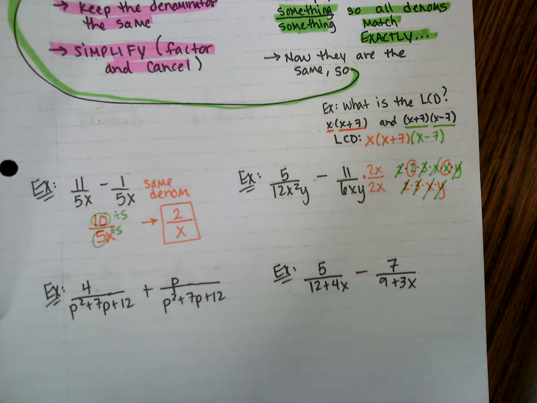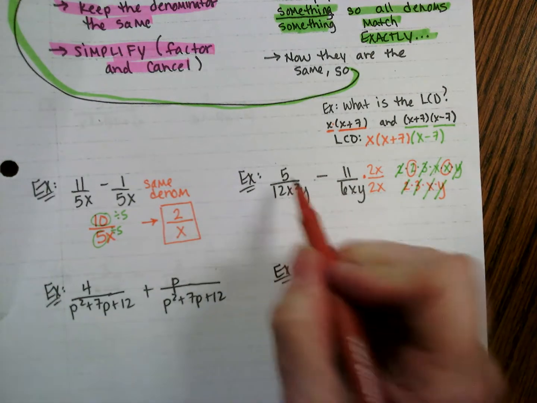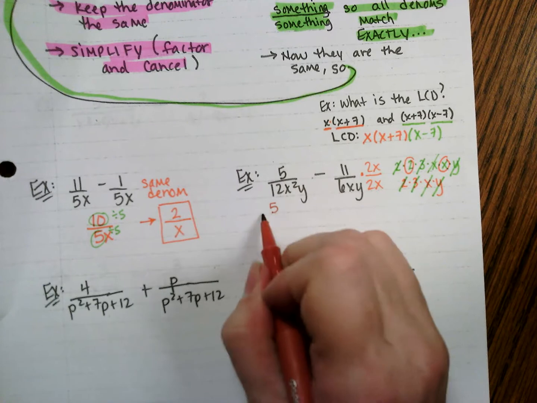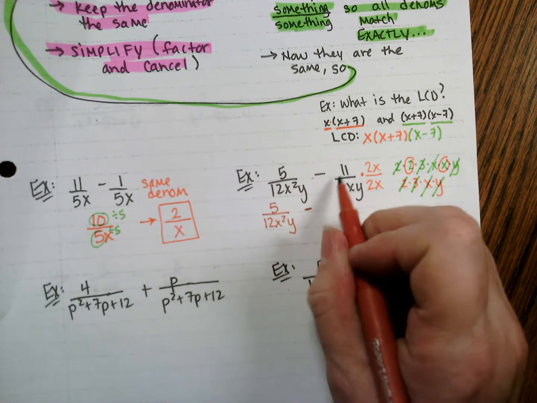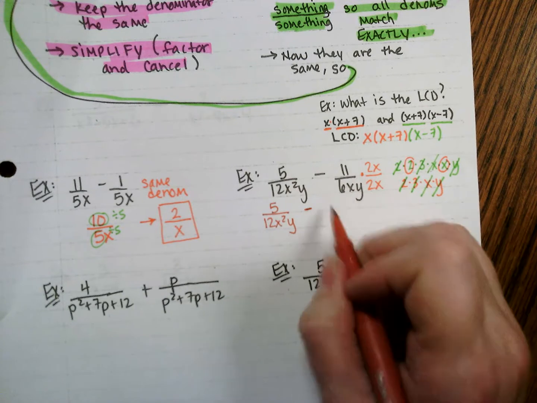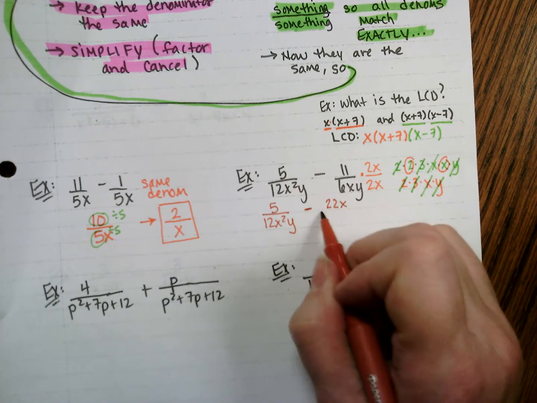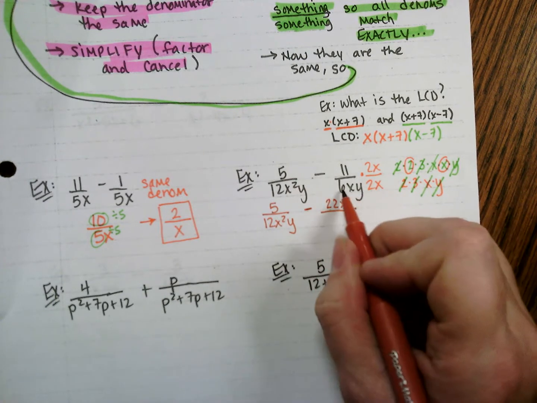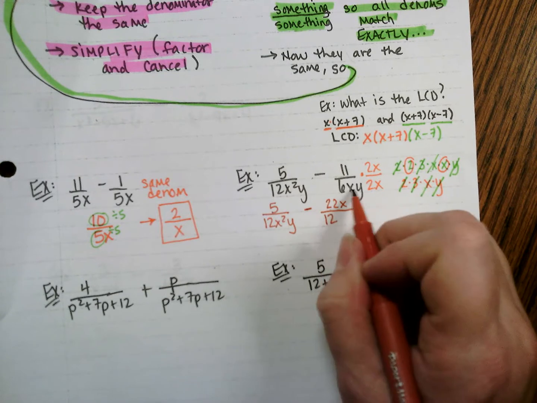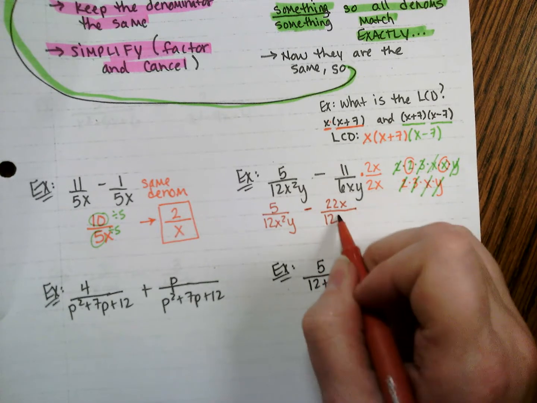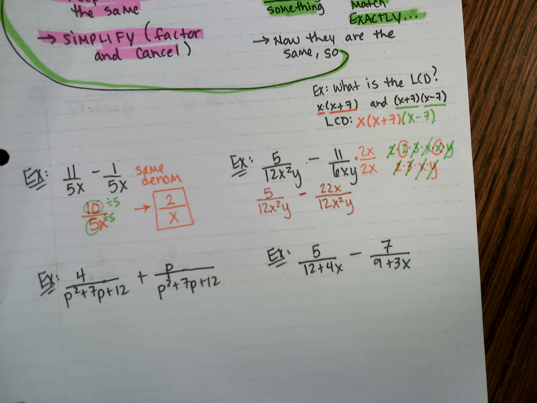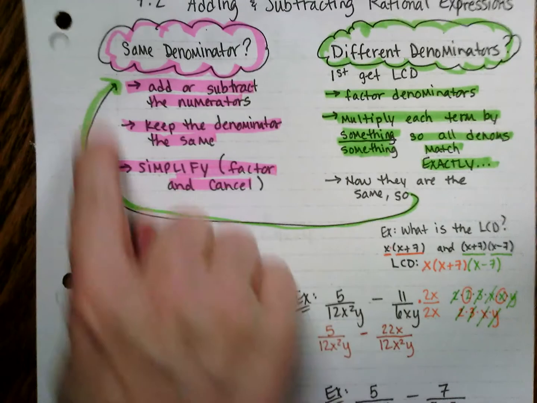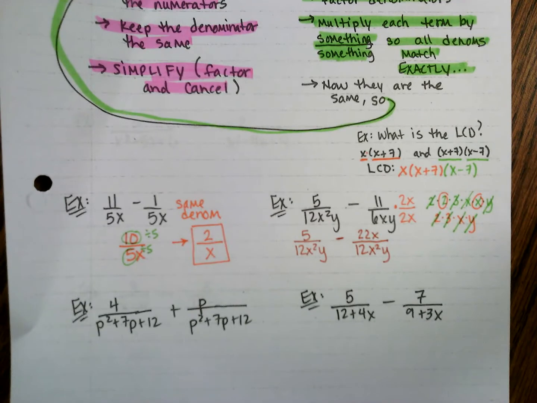And then I'm going to end up having the same denominator. So this first one didn't change, 5 over 12x squared y, minus. Now I have to do 11 times 2x, so that's going to be 22x. And then when I multiply this, I get 6 times 2 would be 12x squared y. So now I have a common denominator, so I go back over to these instructions: add or subtract the numerators, and keep the denominators the same.